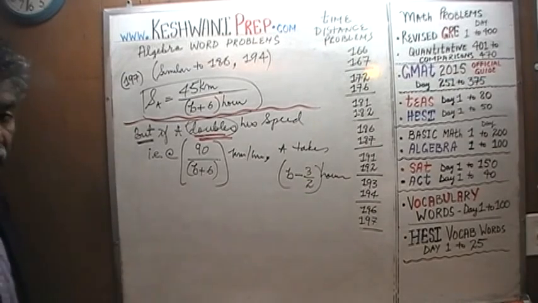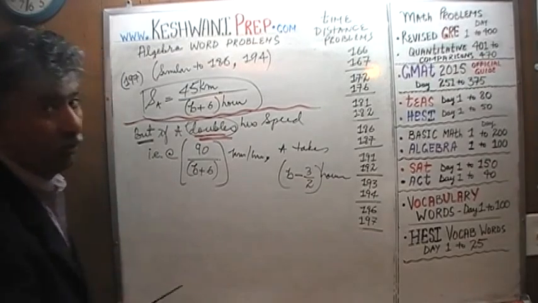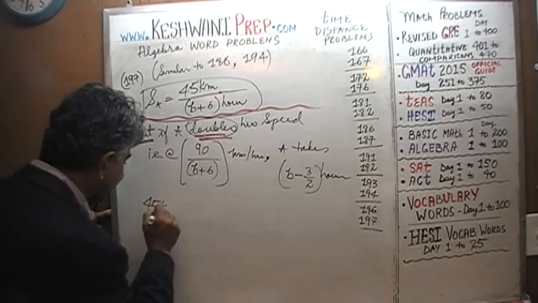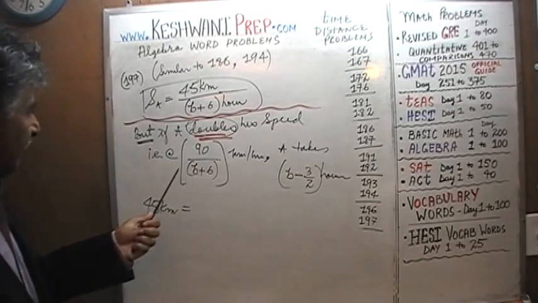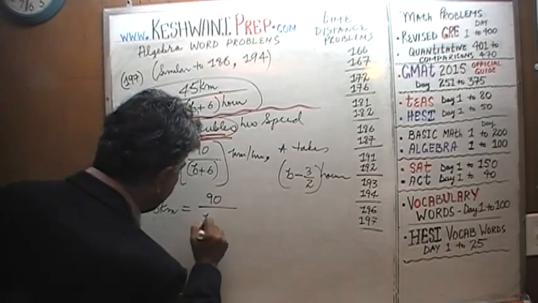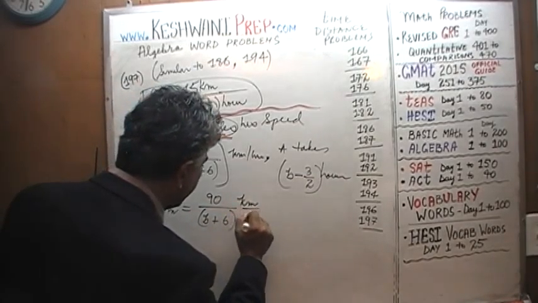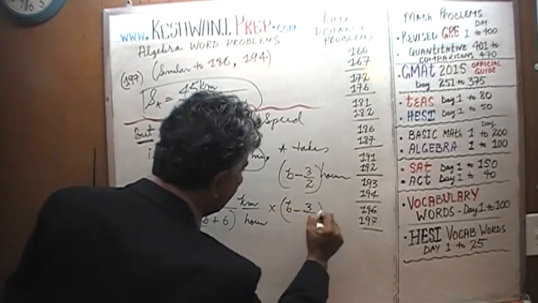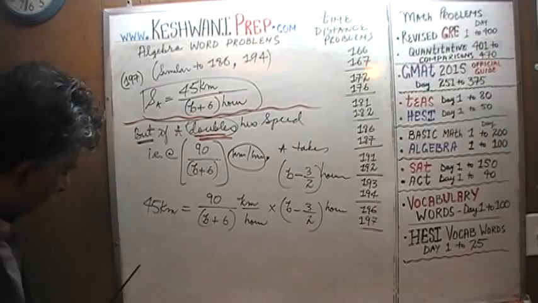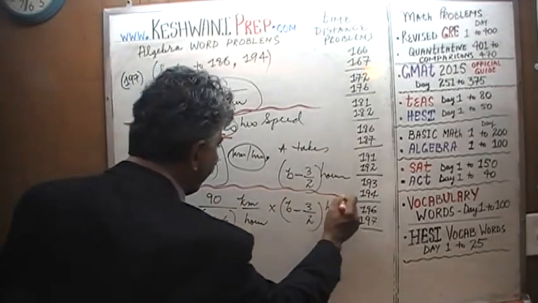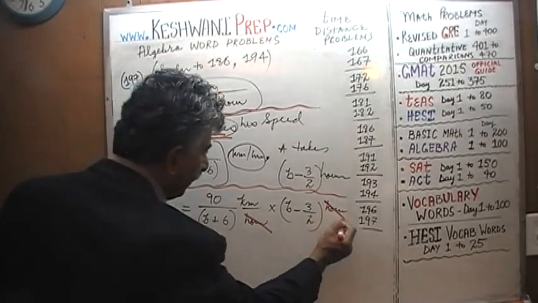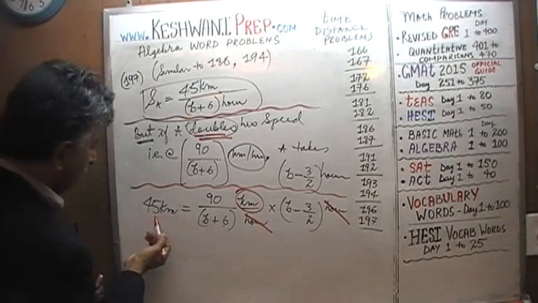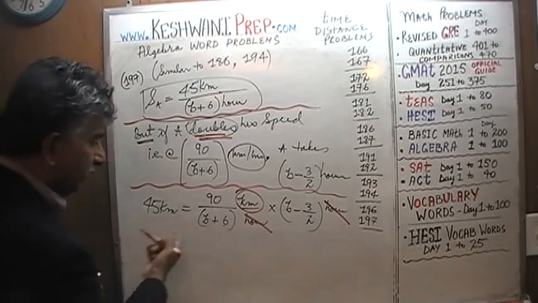That's it, we're done. All we have to do is set up our equation now. The rest of the stuff is downhill, because we know how far he's going. That is given to us. We know that he's going 45 kilometers. 45 kilometers, this is his distance, must equal his speed, which is this right here, 90 over B plus 6 kilometers per hour, times the time, which is B minus 3 over 2 hours. Let's put a demarcation on this one as well. You see, hours are going to drop out, and we're going to be left with kilometers. And this amount, 90 over B plus 6 times B minus 3 over 2, better equal 45. All we have to do here is solve for B.